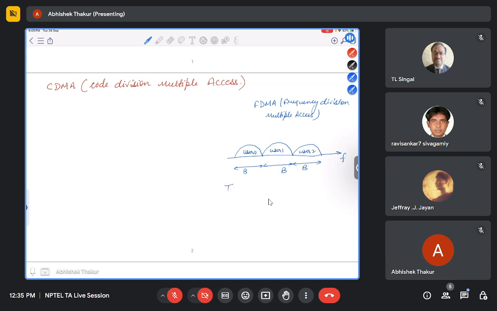One more technology is TDMA, so time division multiple access. So this FDMA was used in 1G cellular communication. The second one is TDMA, that was mostly used in the 2G cellular communication.